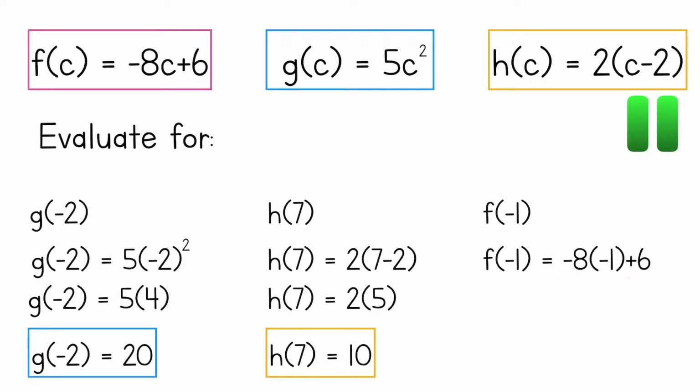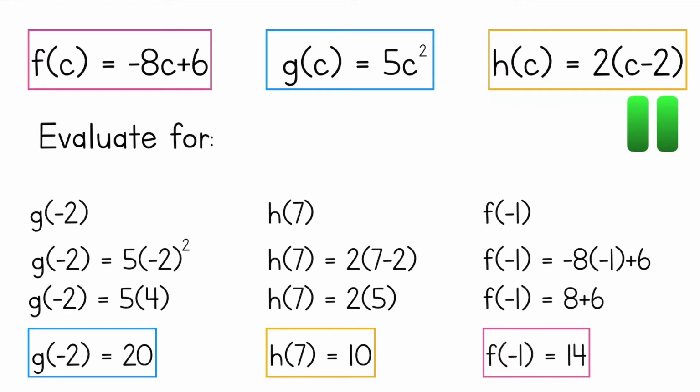Now for the last one, f of negative 1 is equal to negative 8 times negative 1 plus 6, because the original equation is negative 8 times c plus 6, so we'll put a negative 1 here. Negative 8 times negative 1 is 2 negatives, so that makes it positive. We get 8 plus 6, so f of negative 1 is 14.